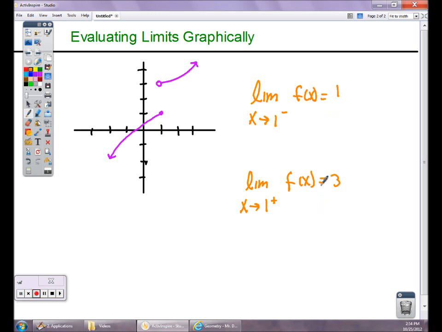Well, these two limits do not agree. The left-hand limit is not the same as the right-hand limit. So we would say the limit as x goes to 1 does not exist.